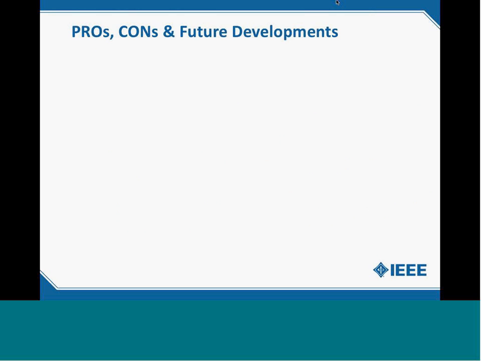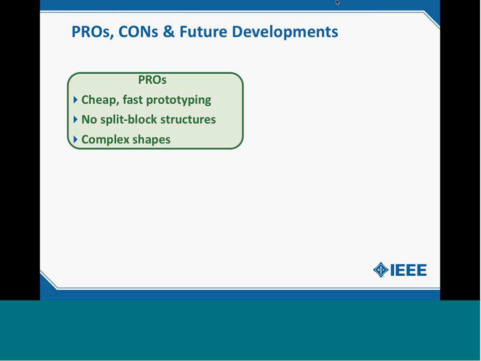So a few comments from my side, a personal view about advantages and disadvantages of this new technology. The advantage clearly is that you can quickly and cheaply make prototypes, for example, of both conventional or innovative waveguide components. In one single piece, you don't have split blocks, no problem of contacts between metallic pieces, with clear advantages over conventional technology.